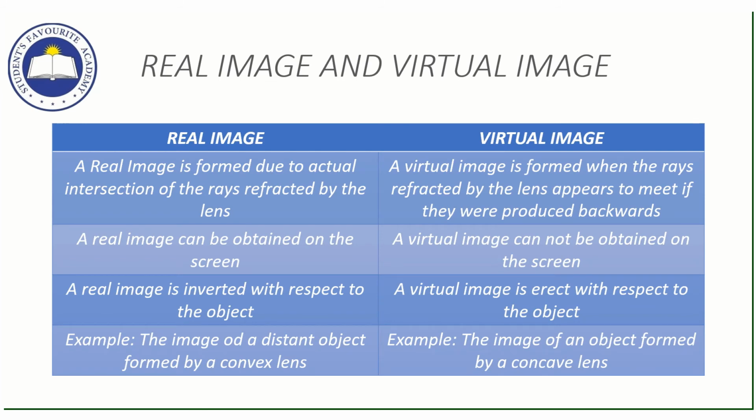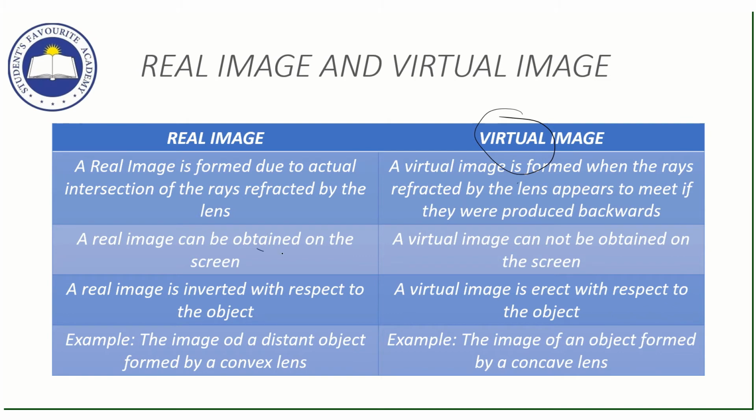Now, the differences, a very important question from the assessment and examination point of view. A real image is formed due to the actual intersection of the rays after refraction, whereas a virtual image is formed when the refracted rays appear to meet. That is, when you produce them backwards, they will meet at this point. So this is a virtual image, and this is a real image. Virtual, you can almost say false, which is not actually true.